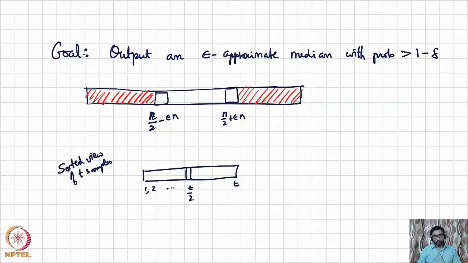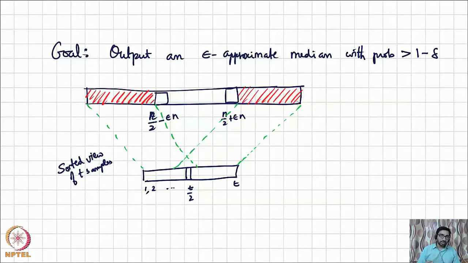In particular, when we look at the sorted view of the t samples, there are two bad events that we want to avoid. We want to avoid getting t by 2 or more items from the red range in the left, and similarly we also want to avoid getting t by 2 or more items from the red range in the right. These are the two bad events and we want to avoid them.